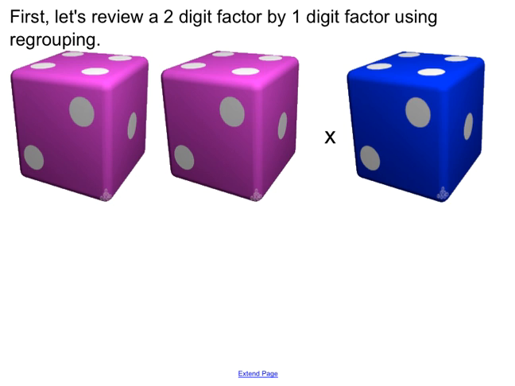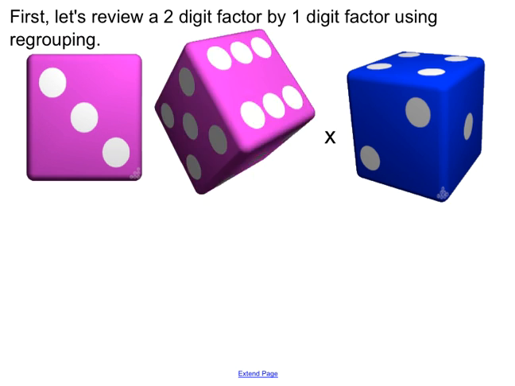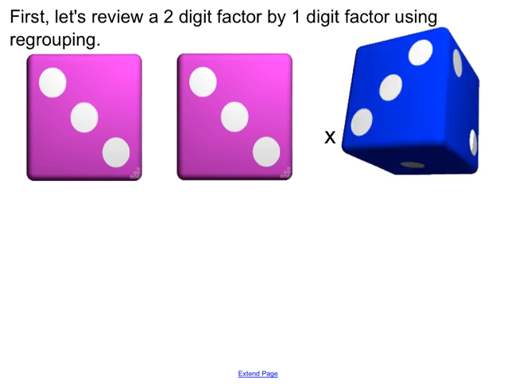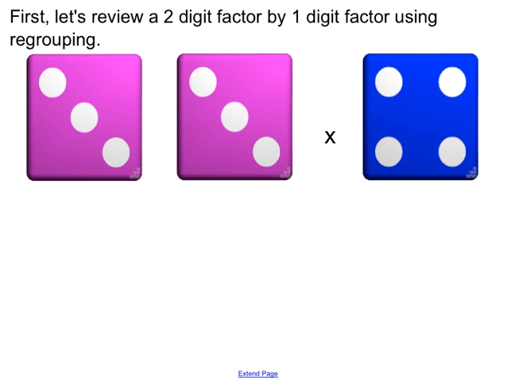First, let's review a 2-digit factor by a 1-digit factor using regrouping, which was lesson 2.10. I'm going to generate a 2-digit number and a 1-digit number using the dice. So we have 33 times 4. I'm going to set this up as 33 times 4 equals, and I'm going to do an estimate first.